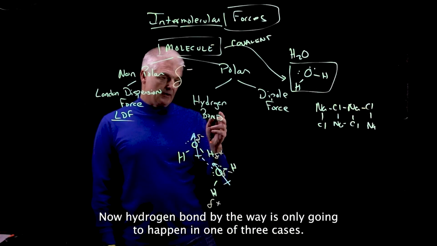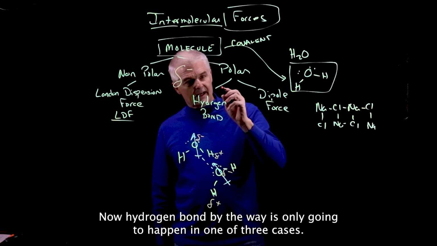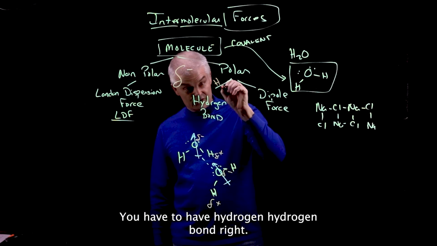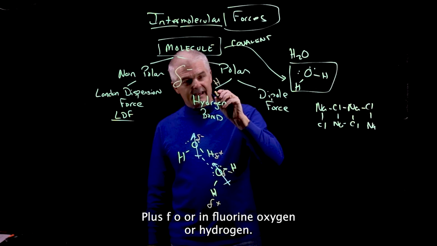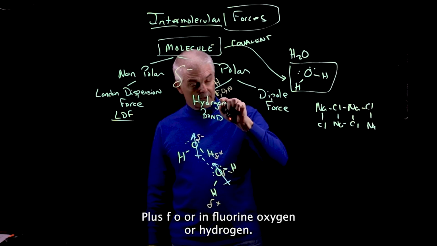It's because they're polar, there's a positive end and a negative end that causes them to attract to each other. Now, hydrogen bond, by the way, is only going to happen in one of 3 cases. You have to have hydrogen bonded to F, O, or N, fluorine, oxygen, or nitrogen.